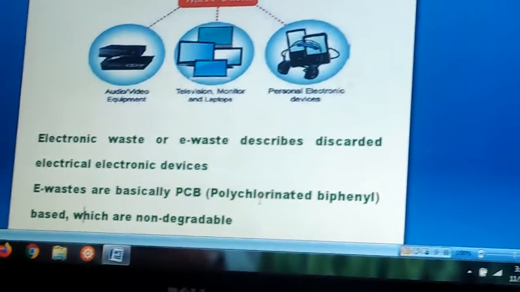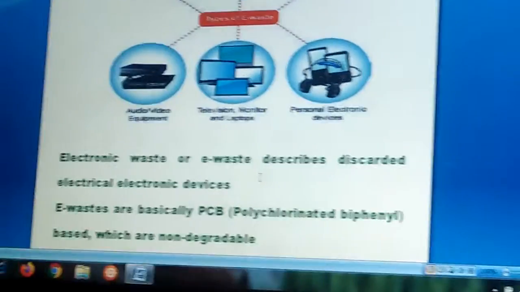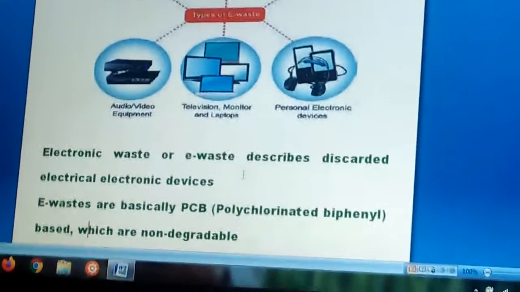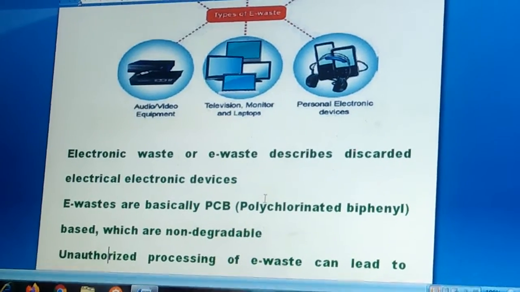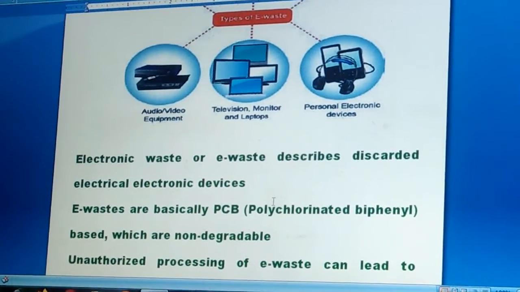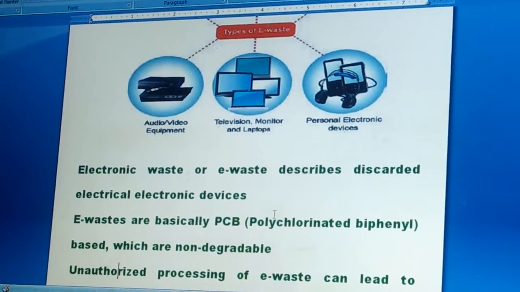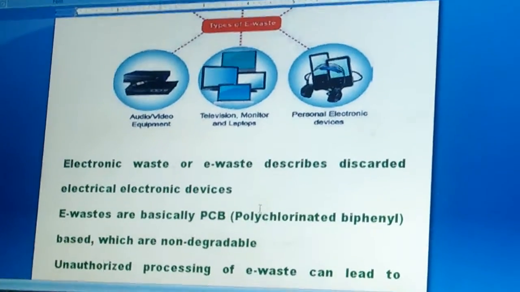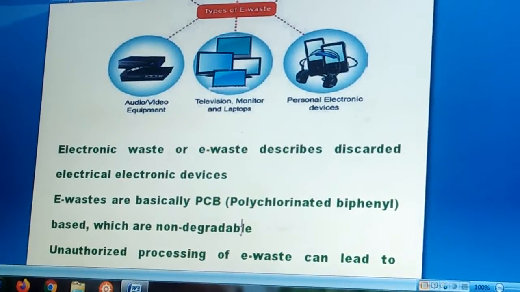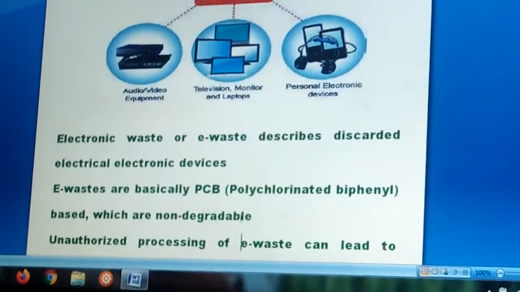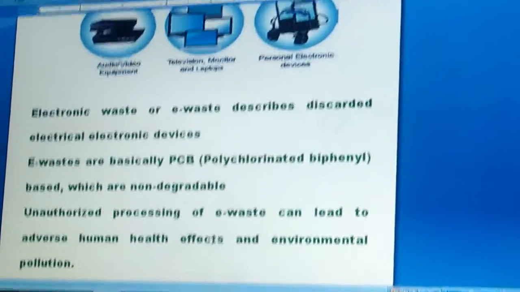In short, electronic waste or e-waste is discarded electrical and electronic devices. So in short, you can define it like this. E-waste is basically polychlorinated biphenyl, PCB, based. These wastes mainly contain this chemical PCB base, which is non-degradable. That's the main thing you have to notice here. This is not biodegradable. So unauthorized processing of e-waste can lead to adverse human health effects and environmental pollution.